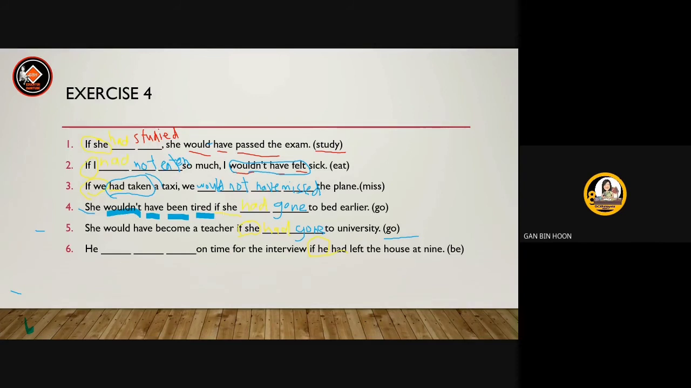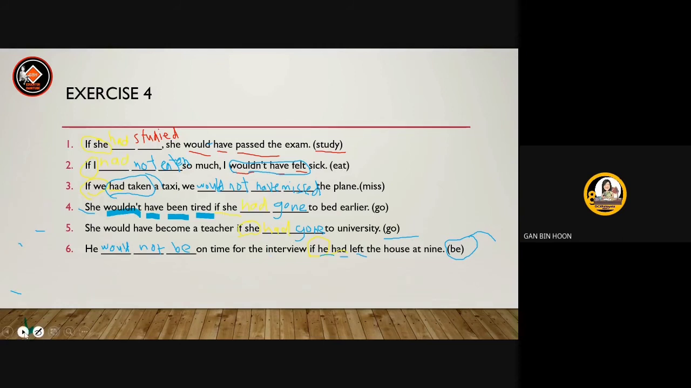Okay, he on time for the interview if he had left the home at 9. See the word to be? Okay. She had left. So, answer kat sini jadi apa? Would, right? He would not be. Be on time. He would not be on time for the interview if he had left the house at 9. Okay. Kalau dia pukul 9, tak mungkin dia boleh pergi interview.